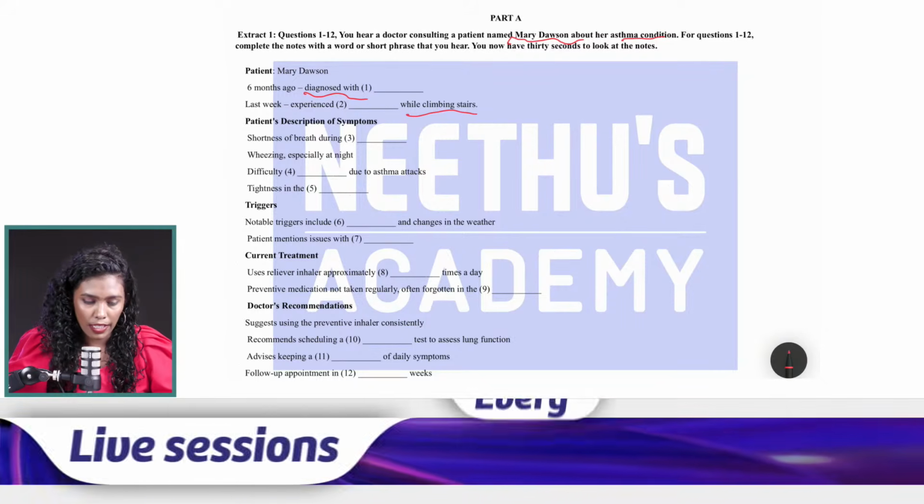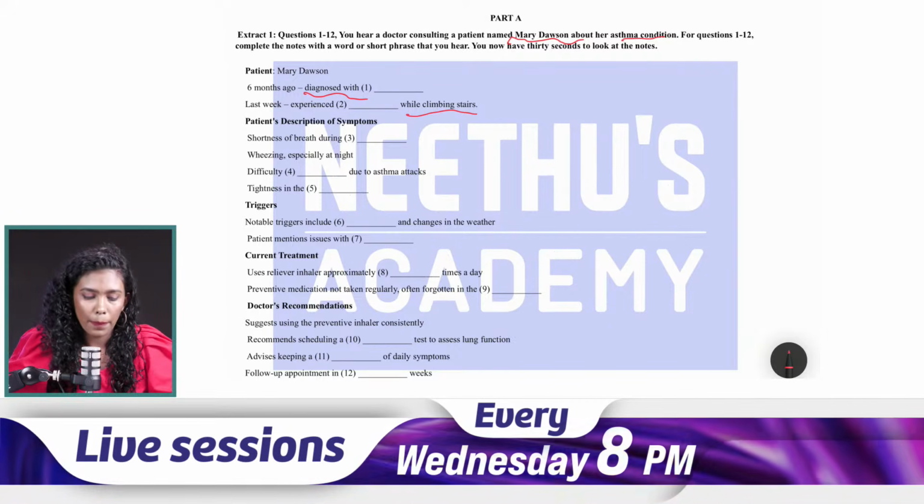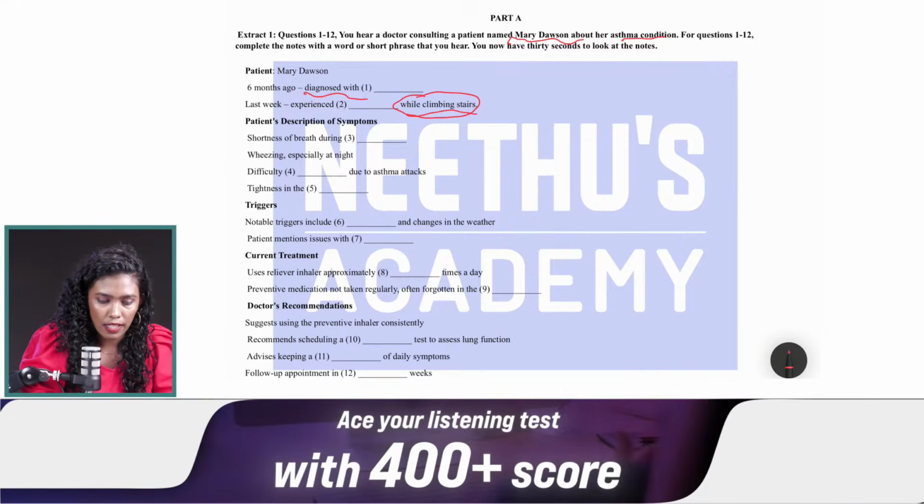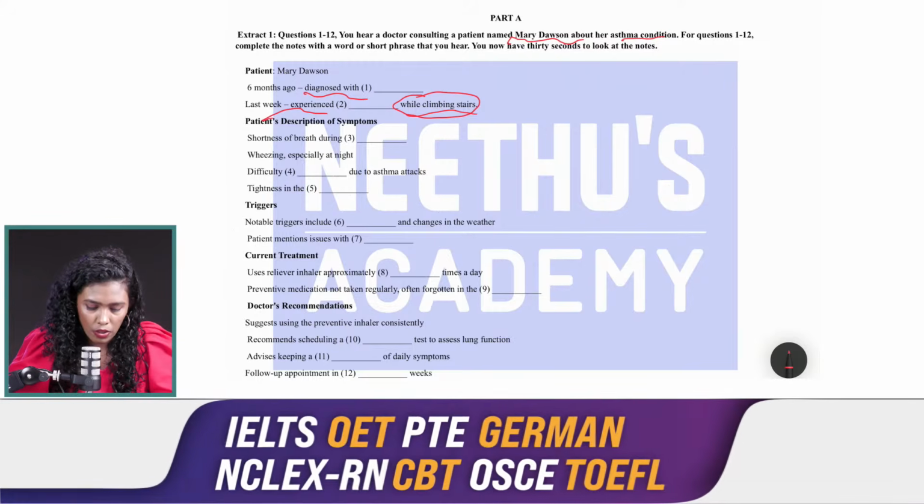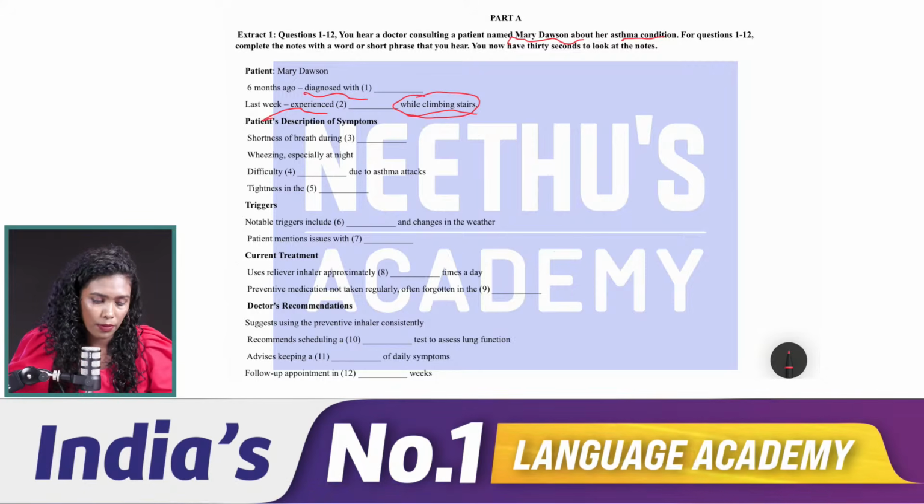Is it going to be a condition, or is it going to be something related to any symptoms? Because especially here it says "while climbing stairs and experienced". Okay, so is there any particular keyword that you're planning to include?